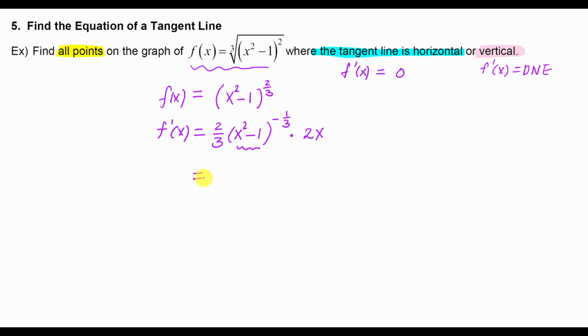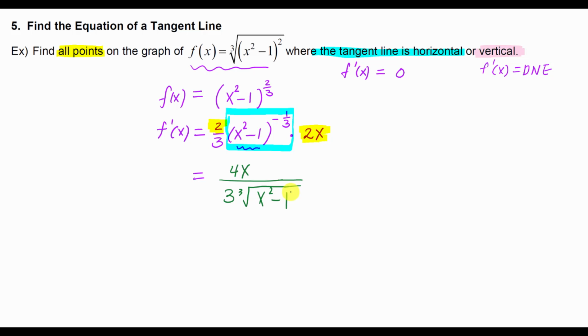So when you simplify this, my numerator is this times this. That's your numerator, which is 4x. And 3 was the denominator, and you need to move this factor here. Since it has a negative exponent, you need to bring it down to the denominator. And because the 1/3 power was a cube root, you can put it back to radical notation, and it will be the cube root of x squared minus 1.